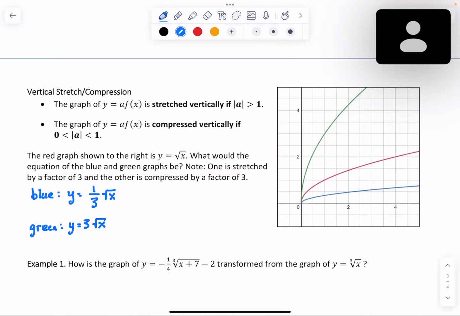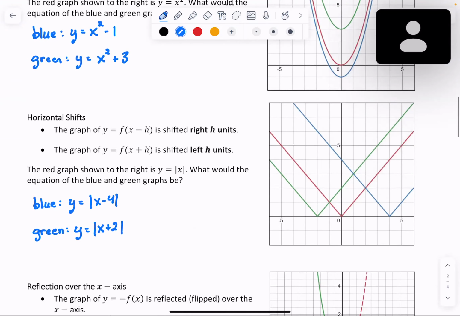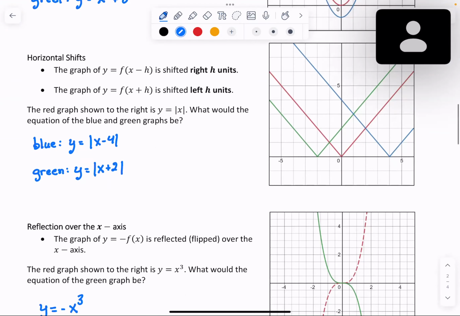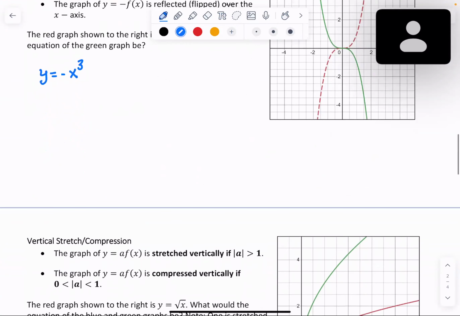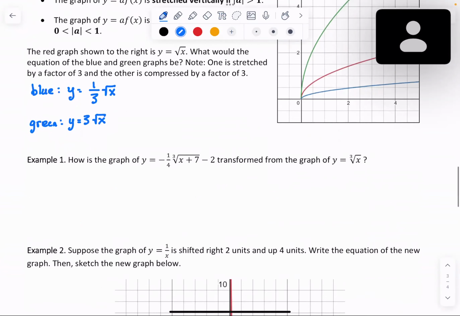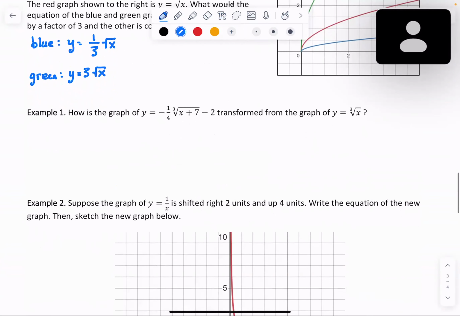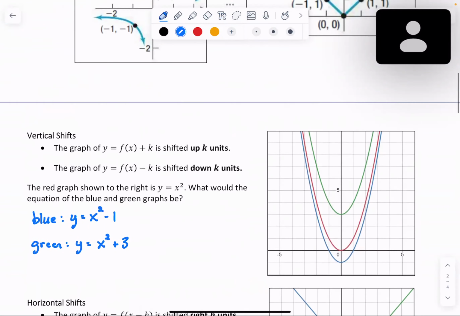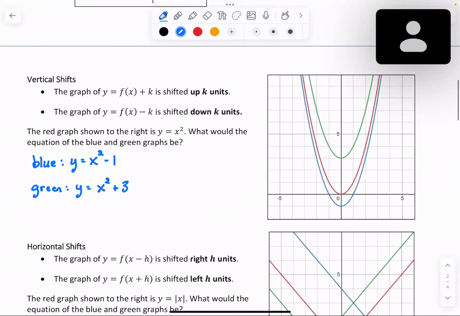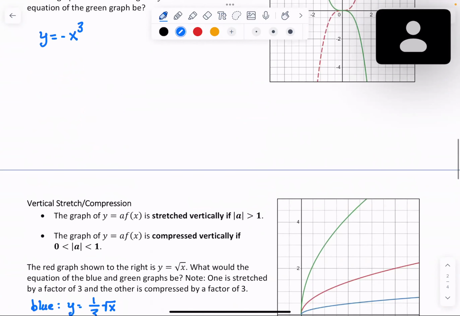So those were all the different shifts, stretches, compressions, and reflections that we could do. So now let's look at this example here and go through all of these different types of shifts and identify them. So first, we're going to go with vertical shifts.